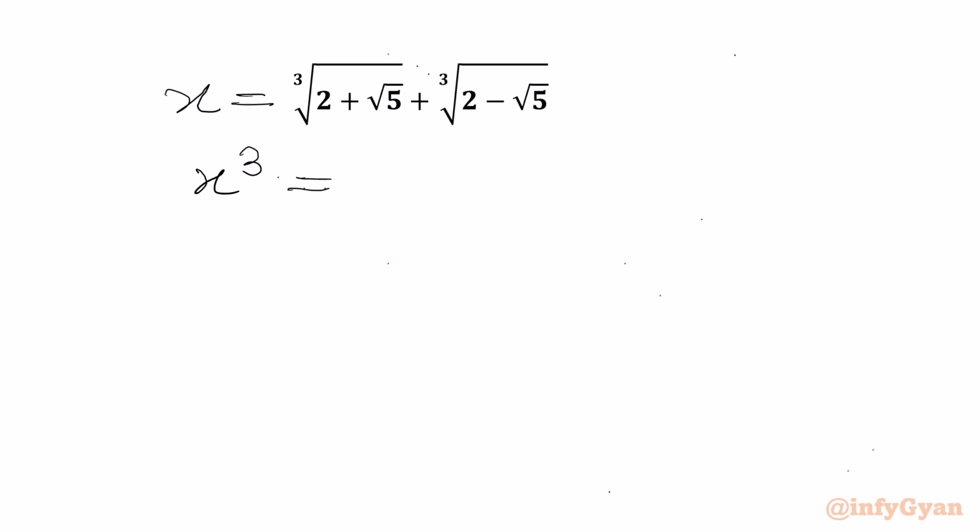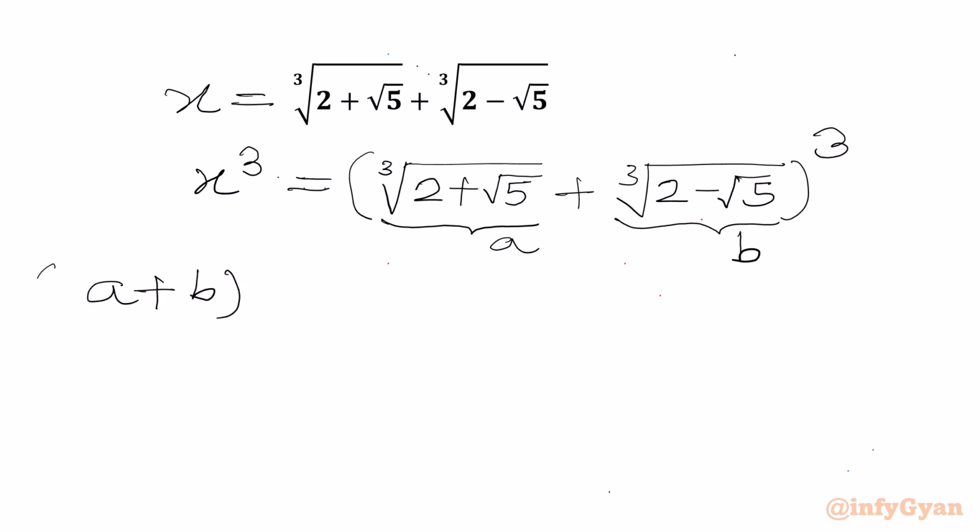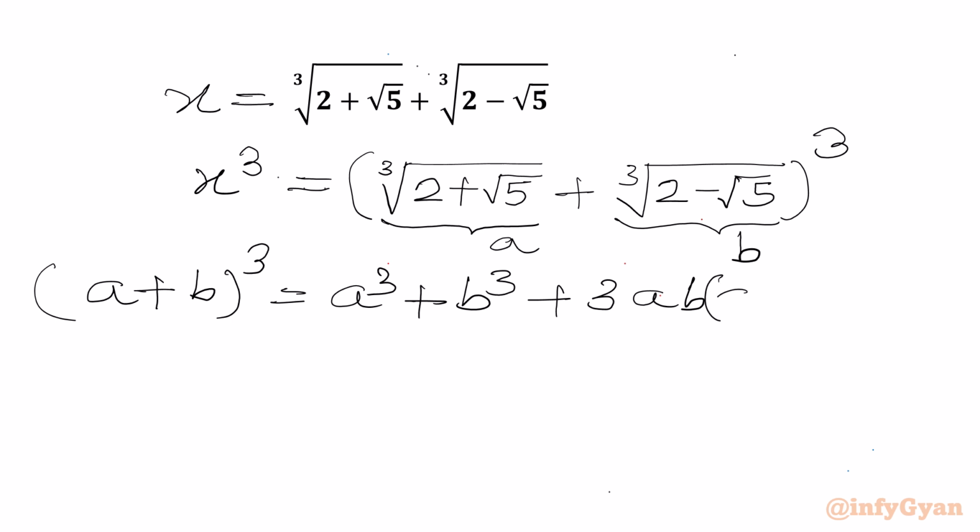So x cube will be equal to cube root of 2 plus square root 5 plus cube root of 2 minus square root 5 whole cube. Now we can think about this is our A and this is our B. Then it is the formula for A plus B whole cube, which we can write A cube plus B cube plus 3 times AB times A plus B.